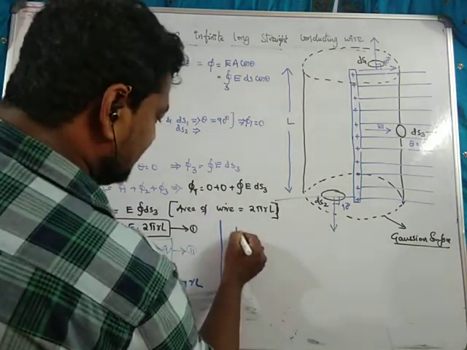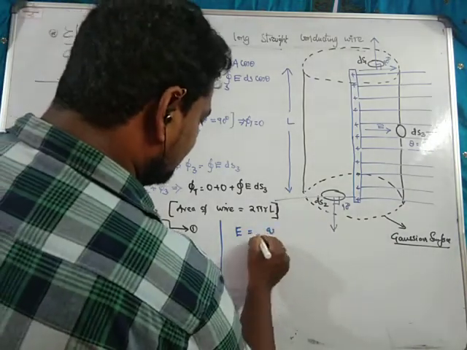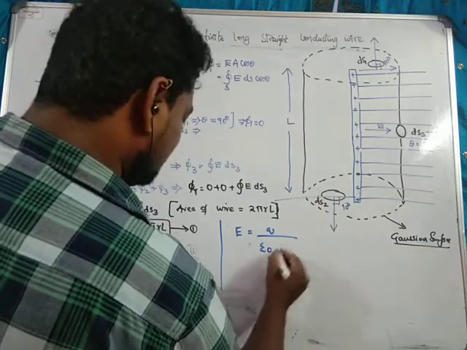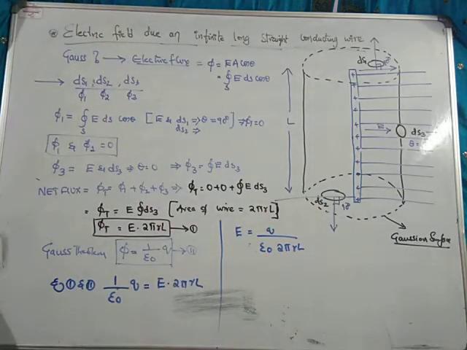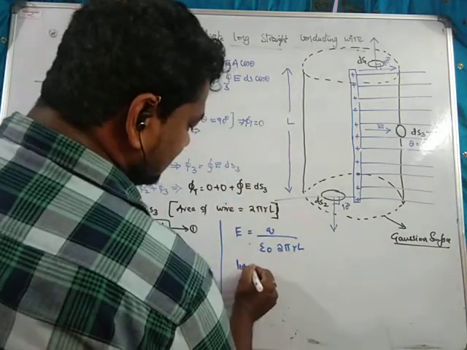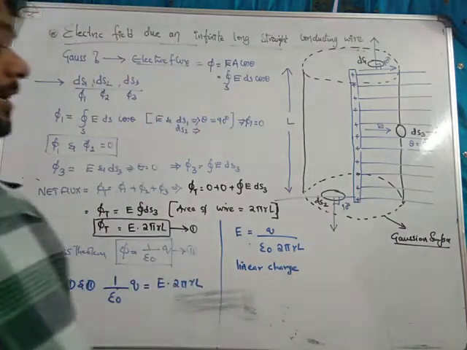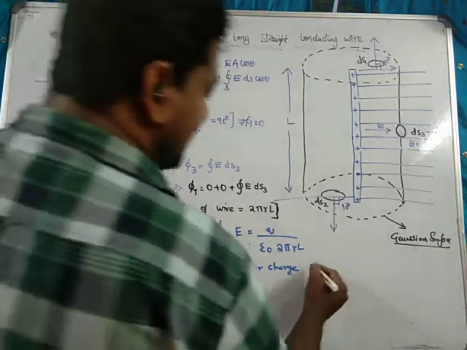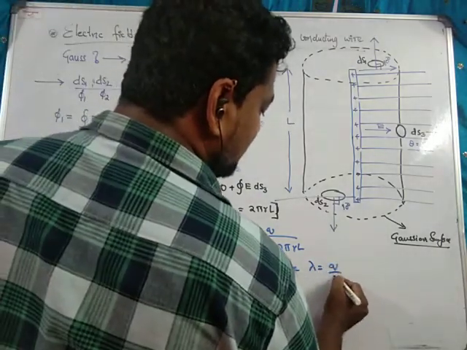So what will be E? E is equal to q by epsilon naught 2πrL. So this will be the electric field due to an infinite long wire. But the concept is about linear charge. Linear charge is denoted with lambda. So lambda is equal to charge upon length.